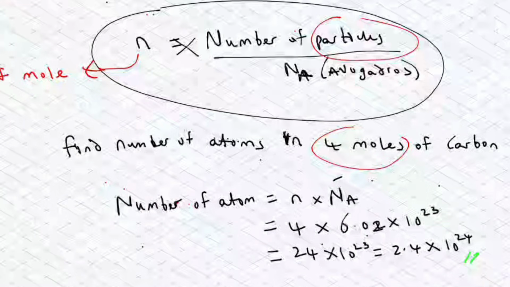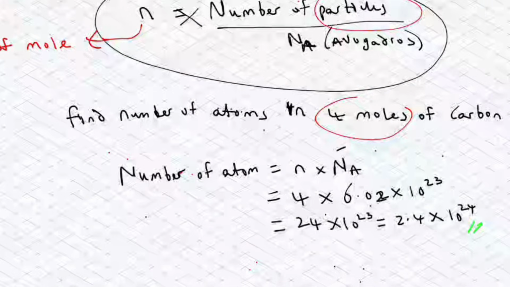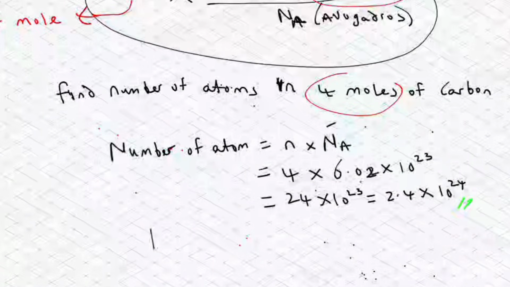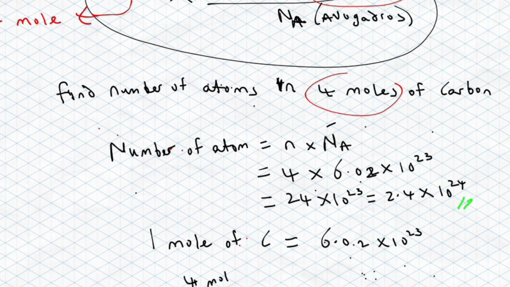24 times 10 to the power 23 is equal to 2.4 times 10 to the power 24, and that's basically the number of atoms of carbon in 4 moles of carbon. Now another easy way you can do it is saying that if 1 mole of carbon has 6.02 times 10 to the power 23 atoms, then 4 moles of carbon is going to have how many particles or how many atoms?